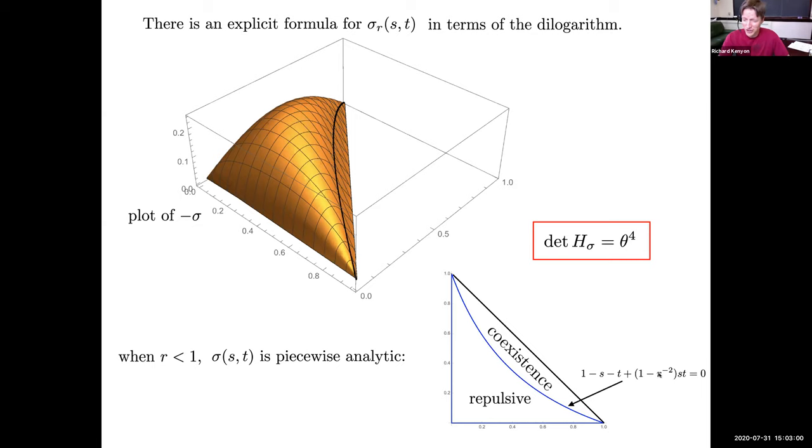And you can check that when R tends to one, this hyperbola goes all the way to the diagonal of the triangle. So indeed, you recover the correct formula when R goes to one for the Lawson-Stalin case. There's no coexistence phase.